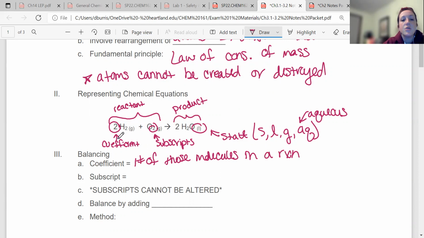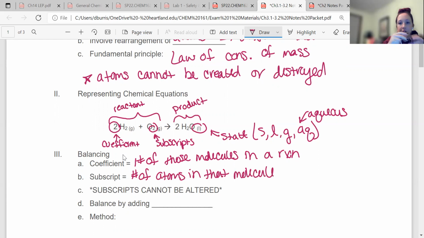So this means I have two H2 molecules, two things that are H2s. That's what that means. The subscript tells you the number of atoms in that molecule. Each hydrogen molecule is two hydrogens bonded together. Each oxygen molecule is two oxygens bonded together. And over here, I have two waters. A water molecule is two hydrogens and an oxygen all bonded together.